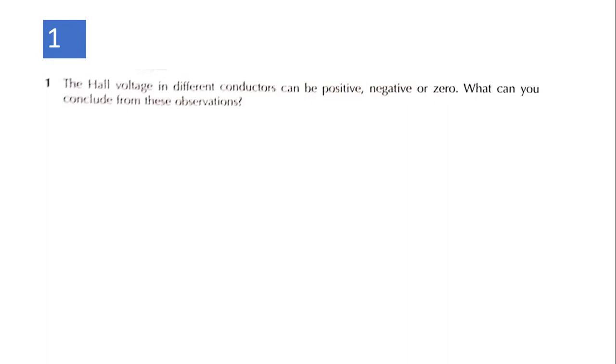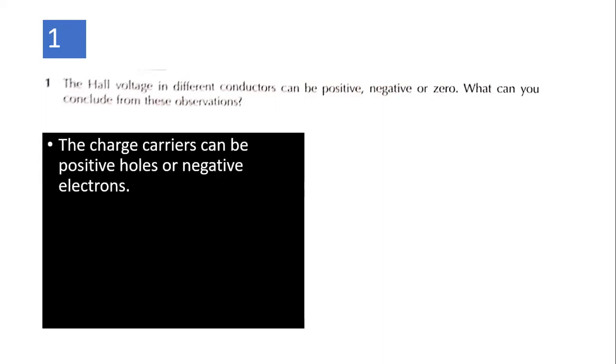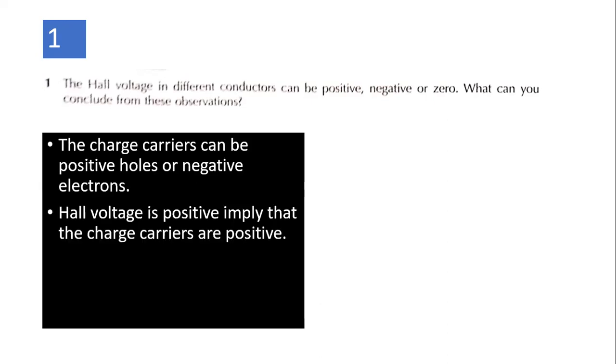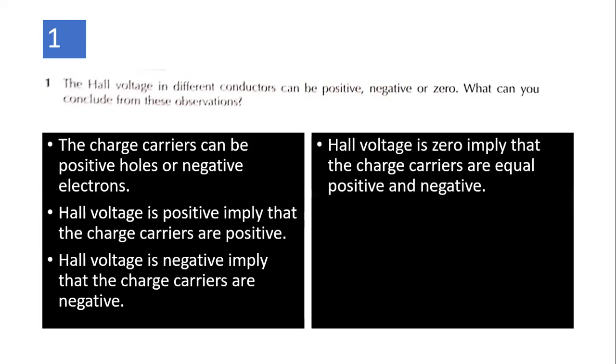Right? If it's positive, more positive charge is moving, the carrier is positive. If it's negative, the carrier is electron. If it's zero, then it's an equal number of positive charge and negative charge. Okay, good. Hall voltage is zero implies that the charge carriers are equal positive and negative.